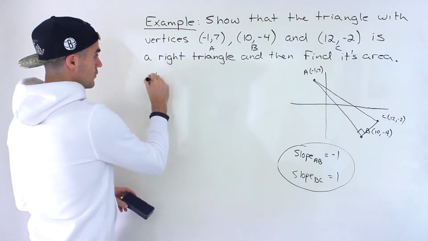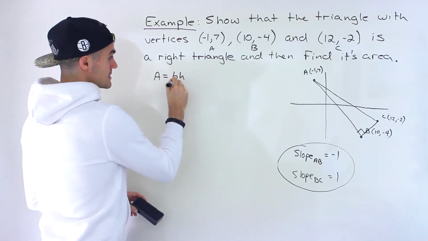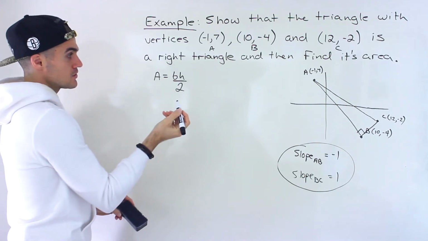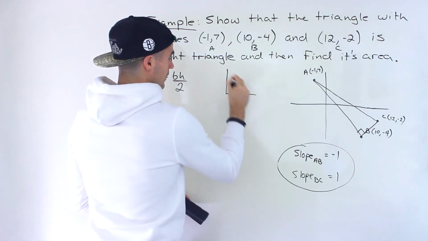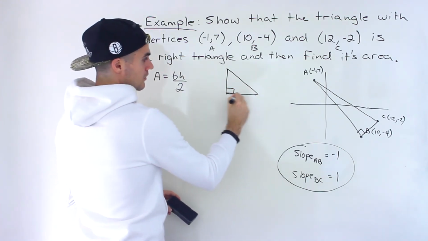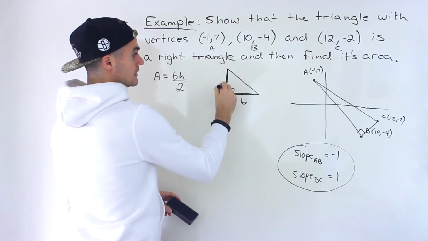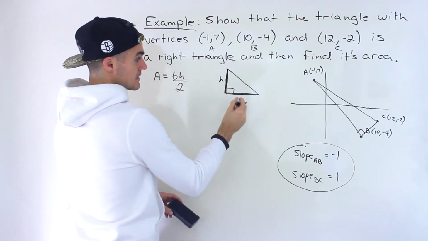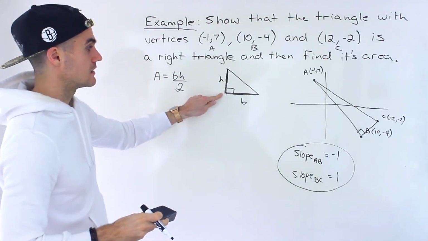So remember, the area of a triangle is what? It's base times height divided by 2. And with a right triangle, it's actually fairly easy, because if we have a right triangle, well, the base is just going to be one of the sides, and then the height is going to be one of the sides. It's going to be both sides that are attached to that 90 degrees.